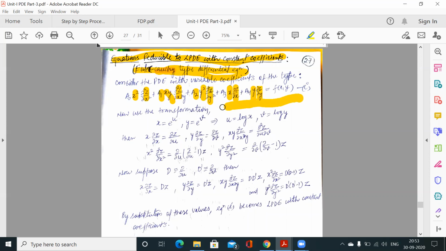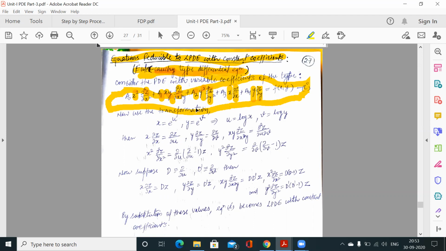So this type of equation is not an LPDE with constant coefficients, but an LPDE with variable coefficients, because variables are in the coefficients. Here we have y as coefficient, here x, here xy, here x square. This type of equation is called Euler-Cauchy type differential equation.